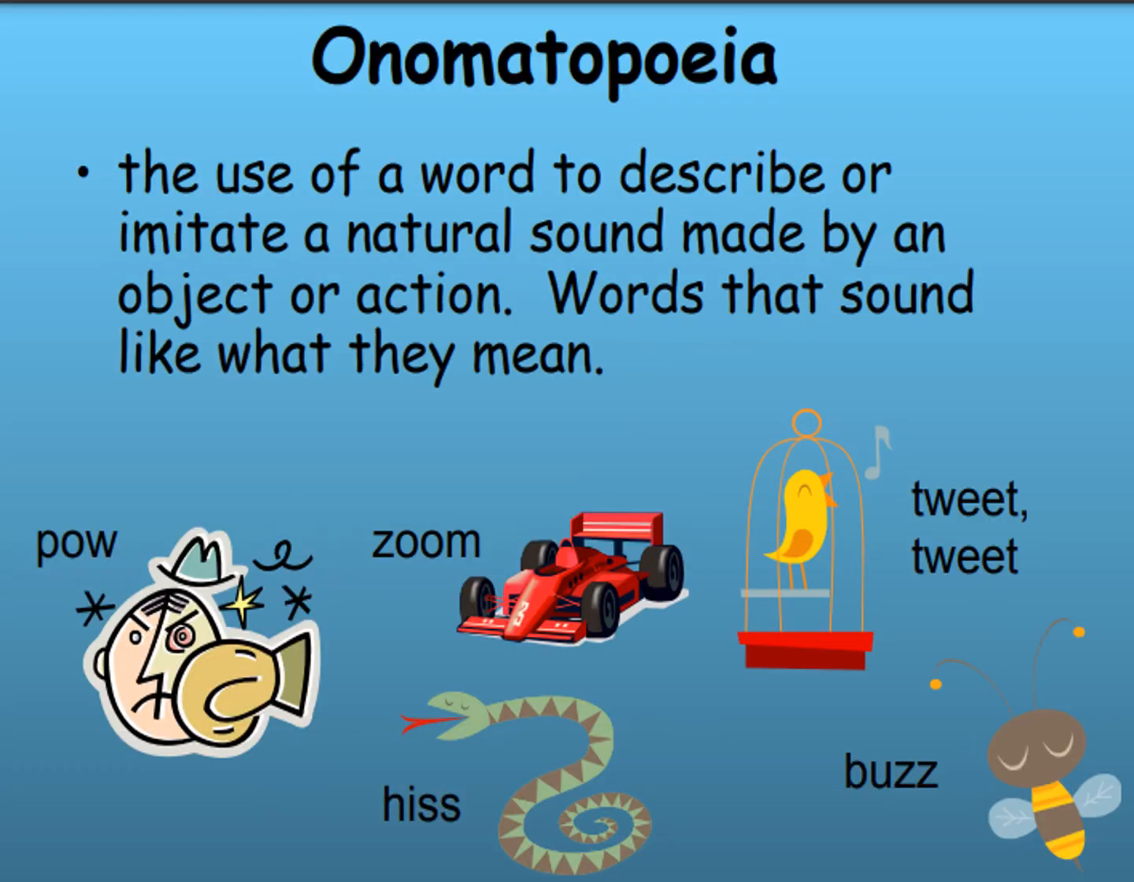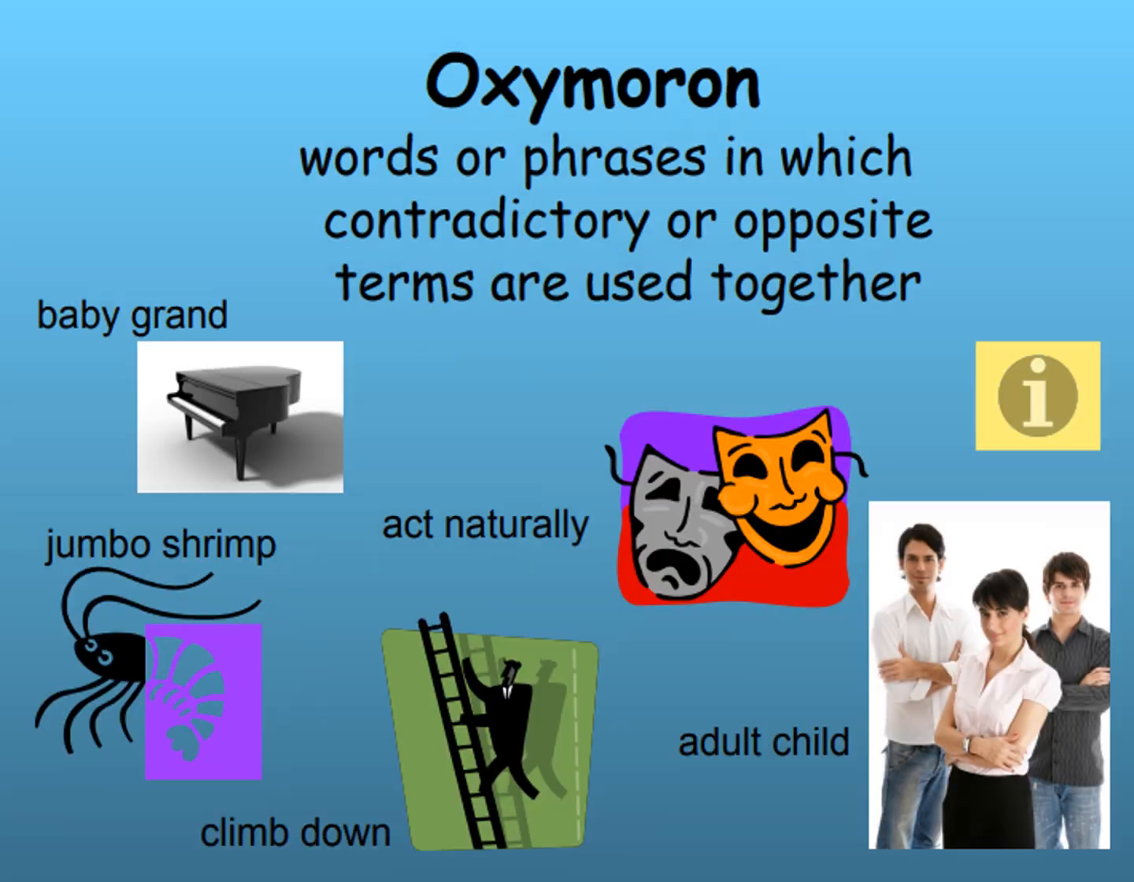Onomatopoeia. These are words that are used to describe or imitate the natural sound made by an object or an action. Words that sound like what they mean, like pow or zoom or hiss or tweet tweet or buzz. Onomatopoeias.